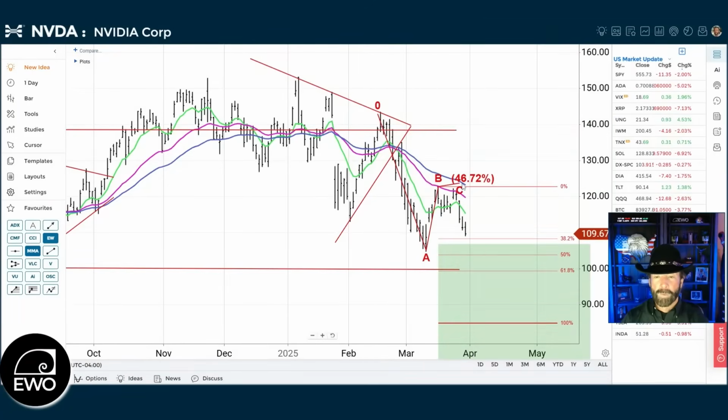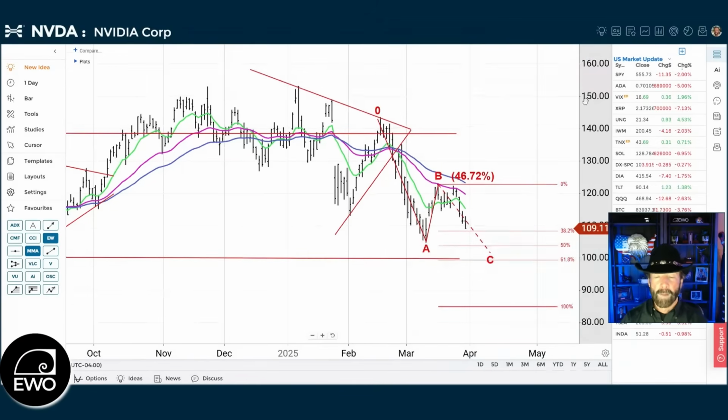So that B wave right underneath the 50% correction. Gosh, could you imagine Nvidia breaking below 100? There's a possibility of going all the way down to this 100% extension, which is just below 90. But it does seem like we're headed back down to test this A wave low and perhaps test that major round number of 100. I think that should provide a little bit of support if we do make it down that far.